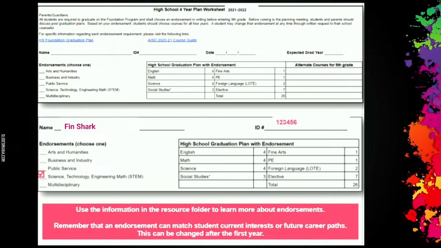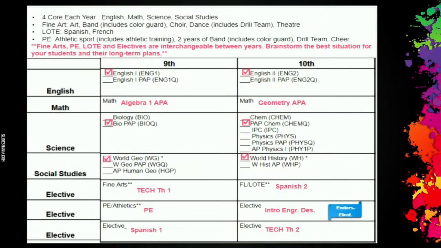This is what the plan looks like that's getting passed out to you now. On the 4-year plan, you'll put your student's name and ID. And if you aren't sure what endorsement your student is in or is taking right now, that's completely okay. That can be a part of the conversation. The goal is to get most of this plan filled out prior to your student's conference.